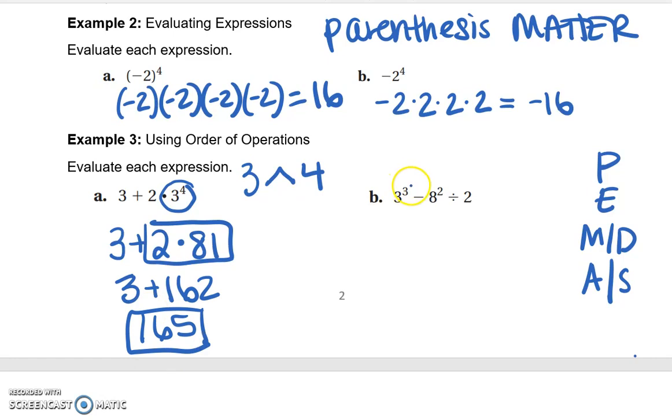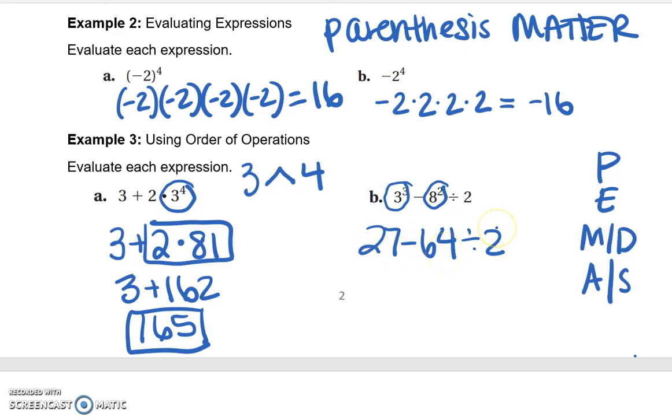Part B, I have 2 sets of exponents. Okay, you can do these separately. Notice this subtraction sign is not right up against the 8. So you're just going to do positive 8 squared. So I have 3 cubed, which is 27. 8 squared you should have memorized, which is 64, divided by 2. So I have 27 minus 64 divided by 2.